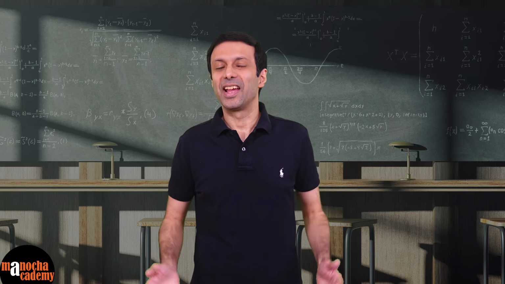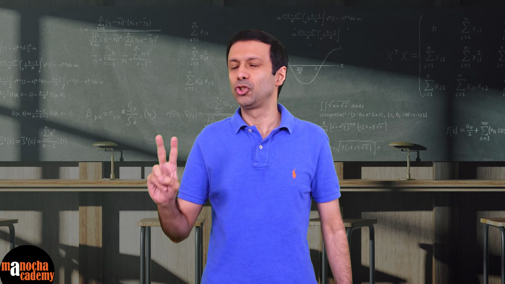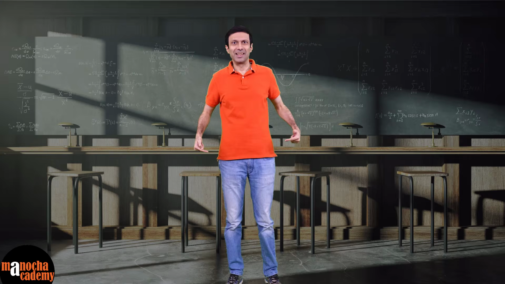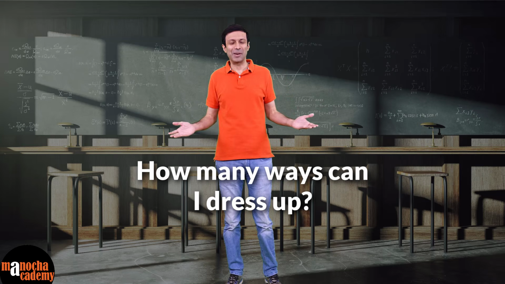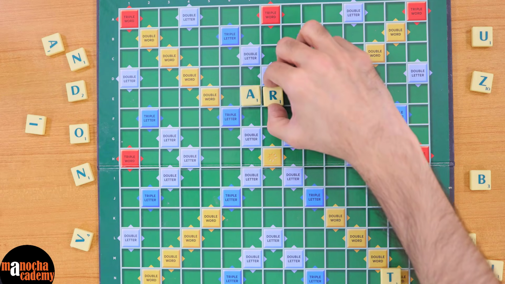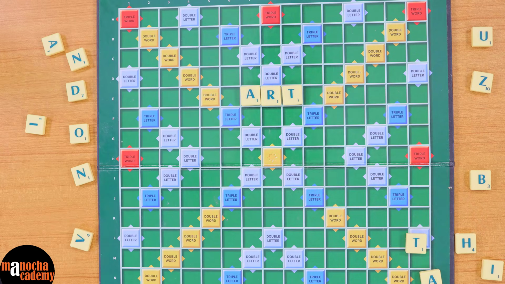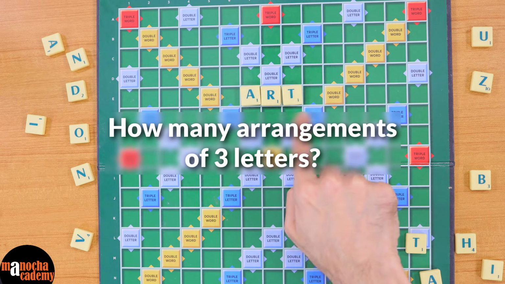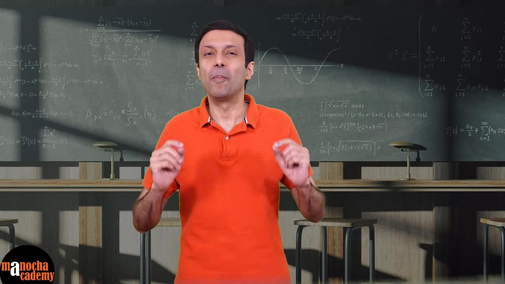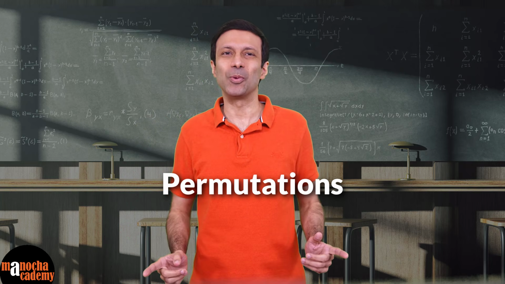Hi friends, if I have 1, 2, 3 shirts and these 2 pants, in how many ways can I dress up? Or if I give you these 3 letters A, R and T from the Scrabble game, how many possible arrangements can you make from these 3 letters? These arrangements are called permutations, and that's going to be the topic of this video.